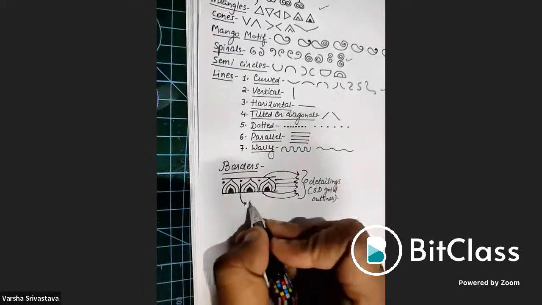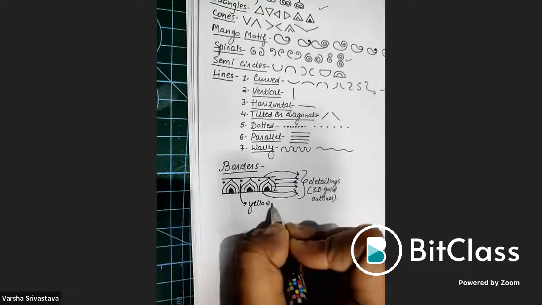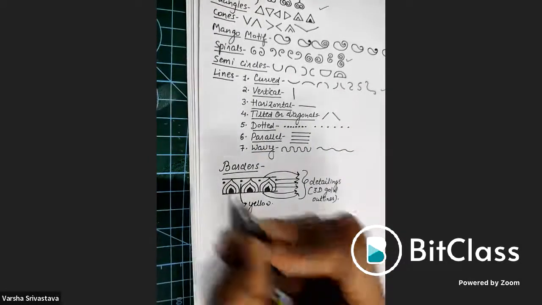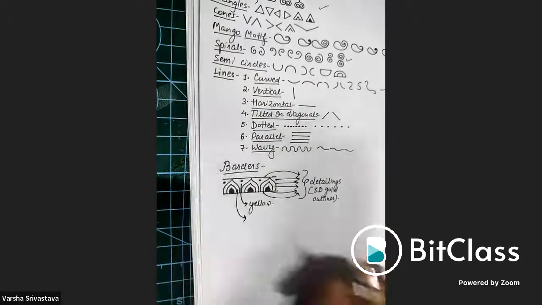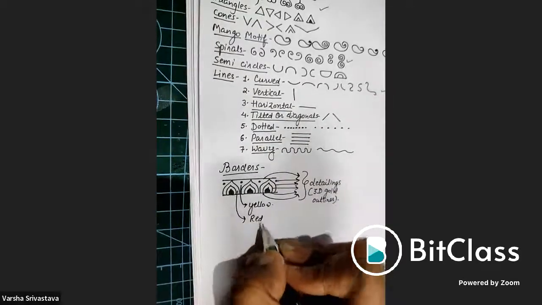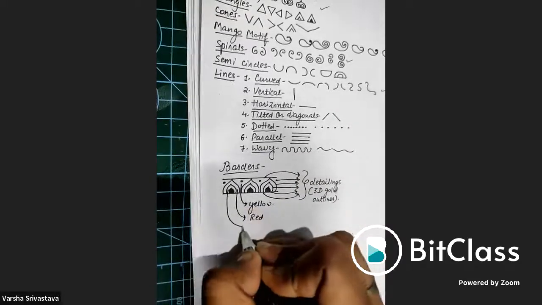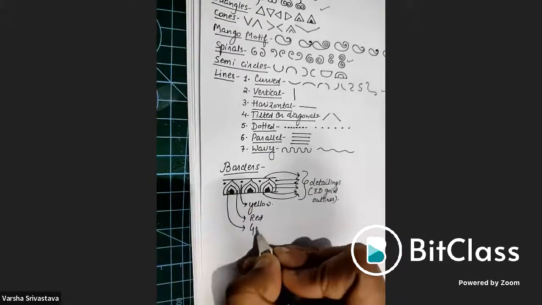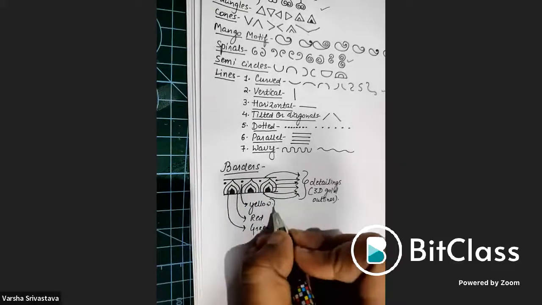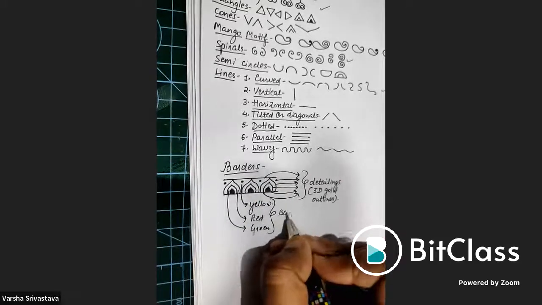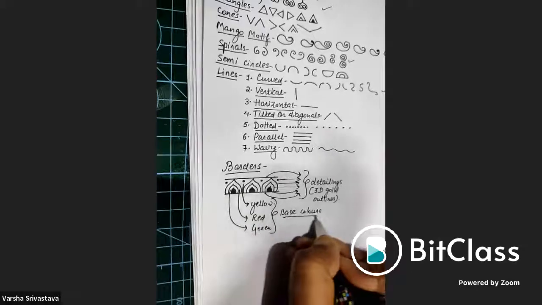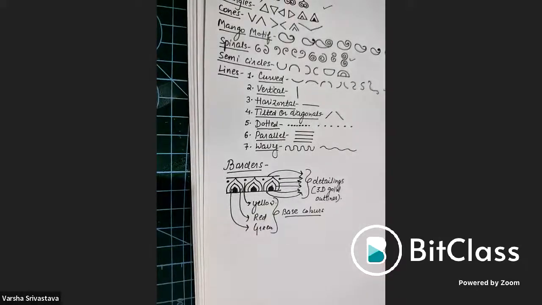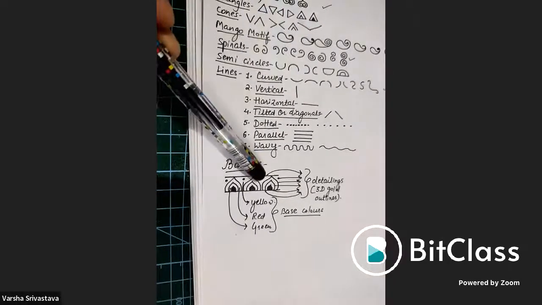And whatever white portion you can see, this is the background. So if I'm coloring this with yellow, which is a light color, then I'm going to color the front patterns with the dark color. So the distance between the first and second dome can be red. And the distance between the second and third can be done with green. All these colors are the base colors.